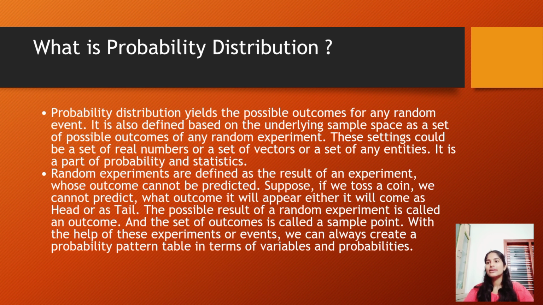Random experiments are defined as experiments whose outcome can't be predicted. Suppose we want to toss a coin, we can't predict what outcome will appear, either a head or a tail. The possible result of a random experiment is called an outcome, and the set of outcomes is called a sample point. With the help of these experiments or events, we can always create a probability pattern in terms of variables and probabilities.